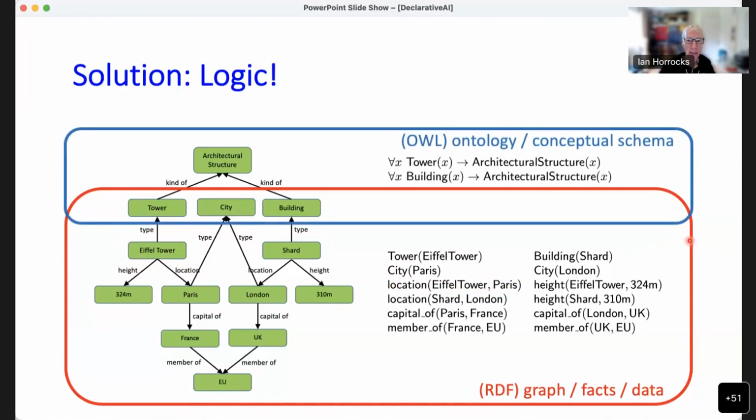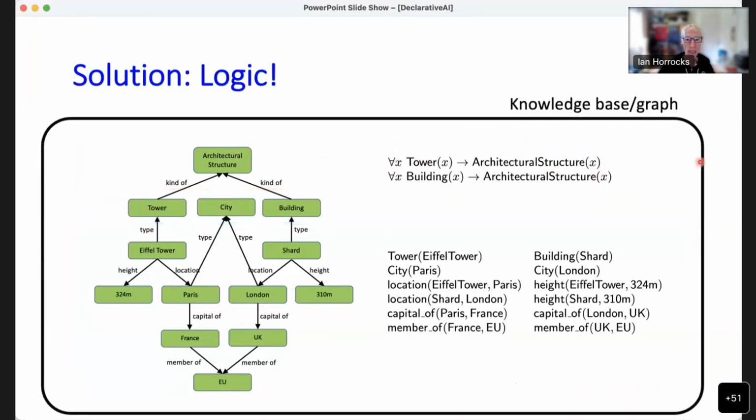Okay, and the upper part of the graph, the kind of edges, again, very naturally correspond to these universally quantified rule axioms that just capture the subclass relationship. So, for example, this one here corresponds to this axiom saying that for all x, if x is a tower, then x is an architectural structure. And if I take all of this lot together as a sort of first order theory, then that's sometimes called a knowledge base, or in our case, we're calling it a knowledge graph.